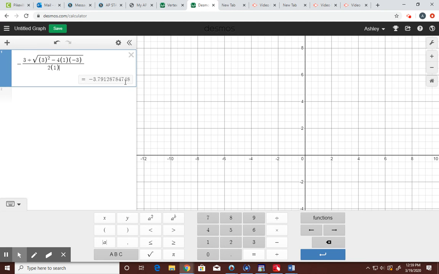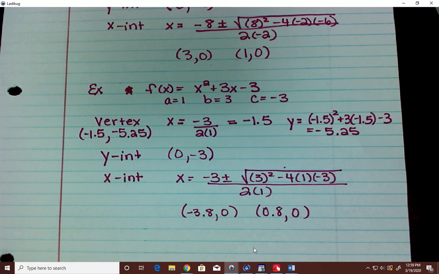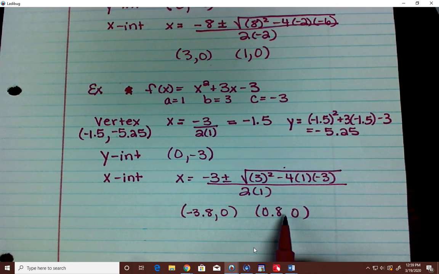Alright, so that gives us a decimal. I'm going to round. And so that's, I'm going to say, like negative 3.8. And I'll go ahead and put my minus. Or I'll say it's 0.8. So negative 3.8 and 0.8.